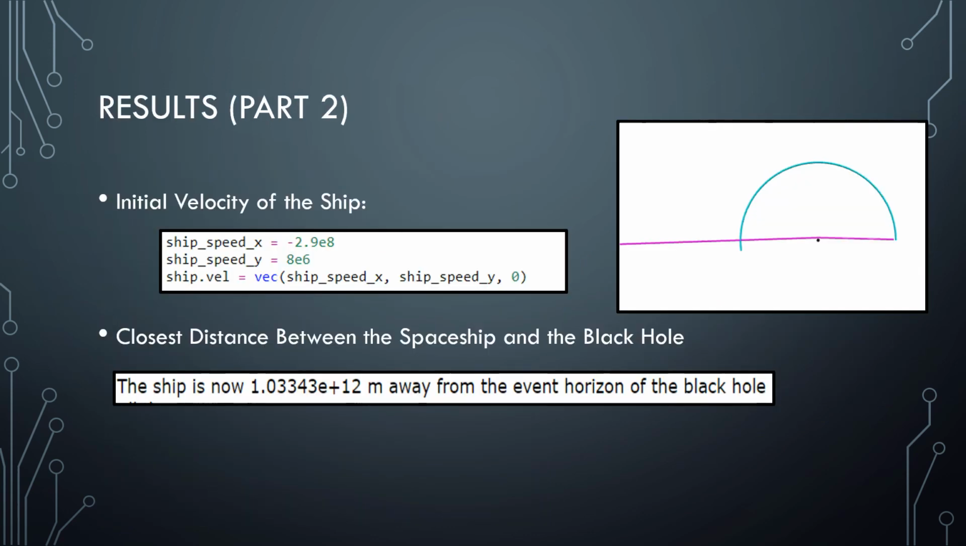So for the results of part 2, as I said earlier, here's the velocity. It was calculated through guess and check. So there could be inaccuracies, and then for the closest distance, there also could be inaccuracies with this too.